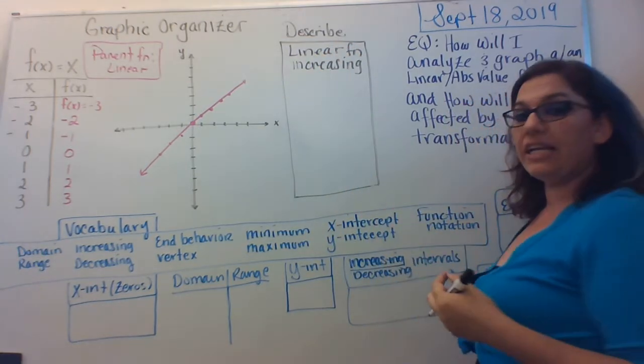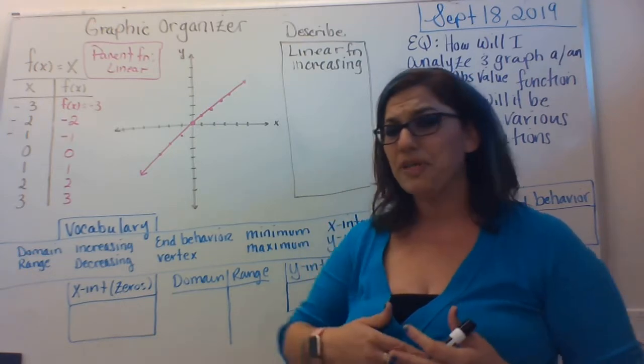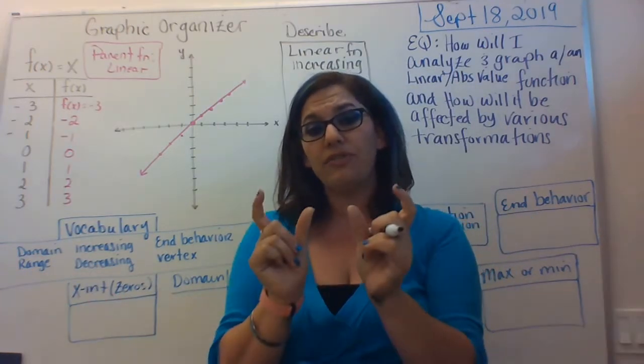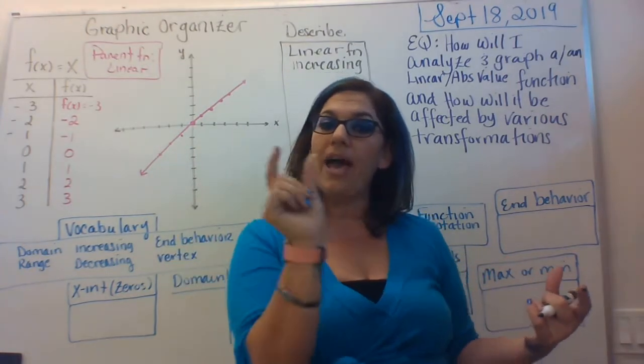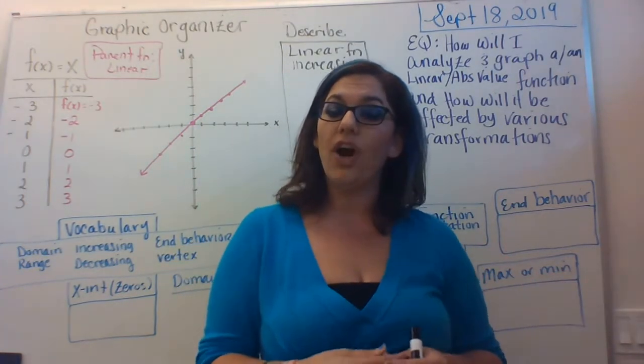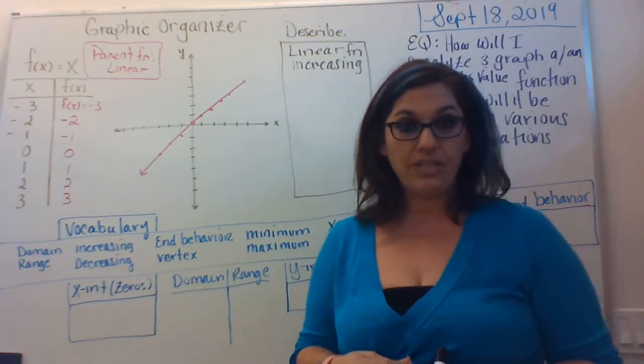Now, part of learning how something's increasing is you want to state where it is increasing. Does it increase forever or does it increase for little sections? And if it increases for little sections, then we want to go ahead and notate where those little sections are. This is called interval notation, and it's going to be the first thing that you learn.